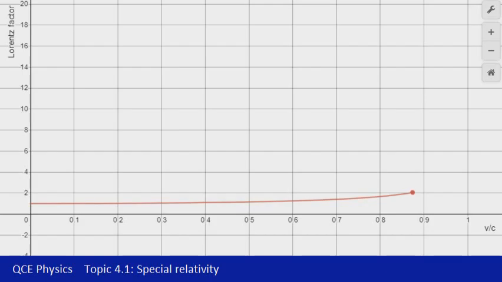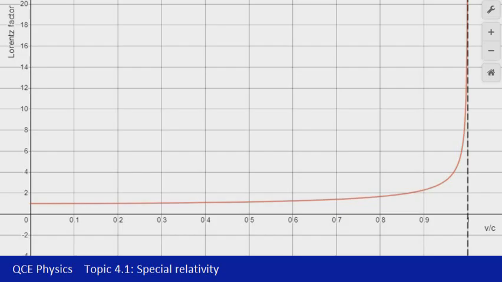Now, as we continue to increase the speed further from there, you'll notice that there is now a drastic increase in the Lorentz factor, so much so that it'll go off the top of the graph. You can see that we actually have a vertical asymptote when v on c is equal to 1, so in other words, where the speed is equal to the speed of light. So that line is never actually going to reach a value of 1 for v over c.